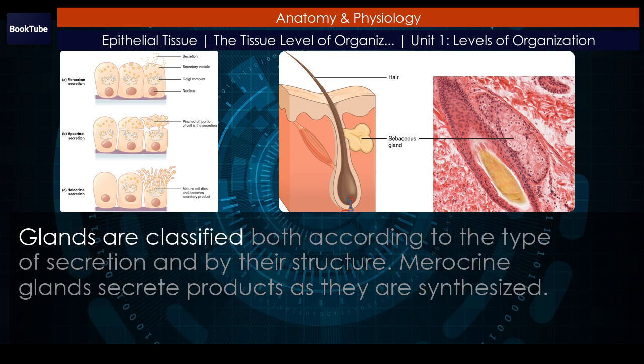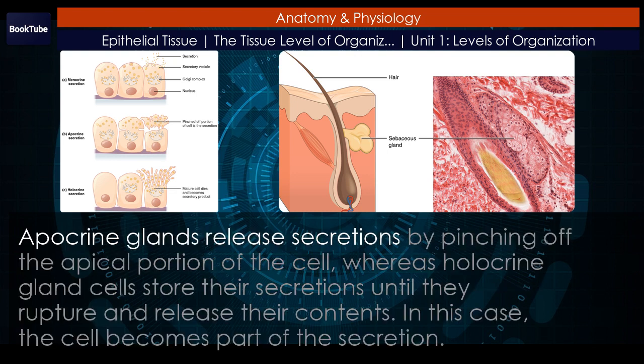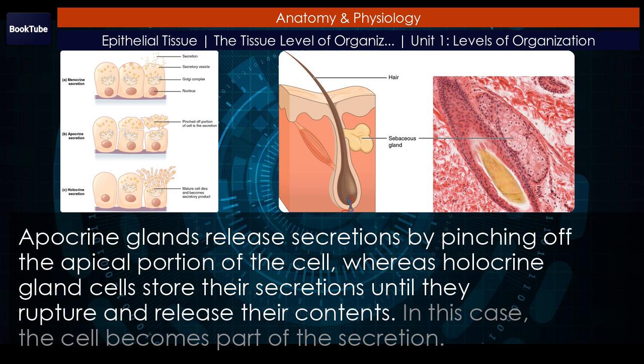Glands are classified both according to the type of secretion and by their structure. Merocrine glands secrete products as they are synthesized. Apocrine glands release secretions by pinching off the apical portion of the cell, whereas holocrine gland cells store their secretions until they rupture and release their contents. In this case, the cell becomes part of the secretion.